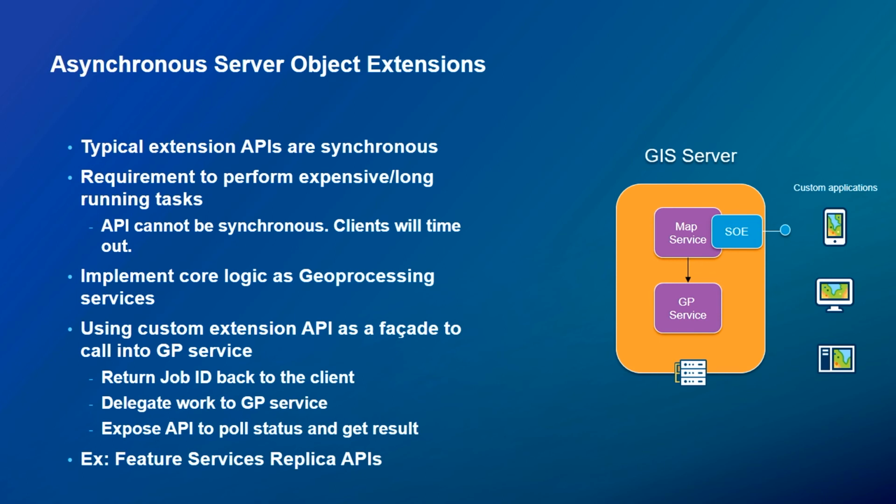And this is eating our own dog food as well. If you have ever used create replica or sync replica on feature services, this is how they are implemented. The feature service is actually an SOE on a map service. And there is a GP service called the sync service on your server that does the exact work of exporting the SQLite or the JSON database and actually doing the work. And the feature service in that case is just a facade that gives you the coherent feature services API, but behind the scenes it's simply calling the GP service. Okay.